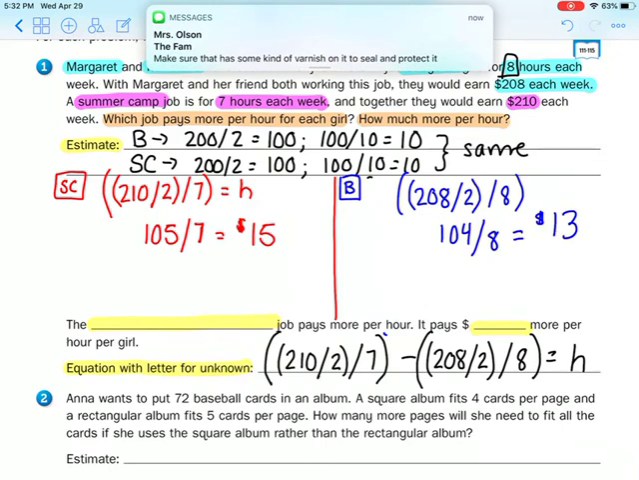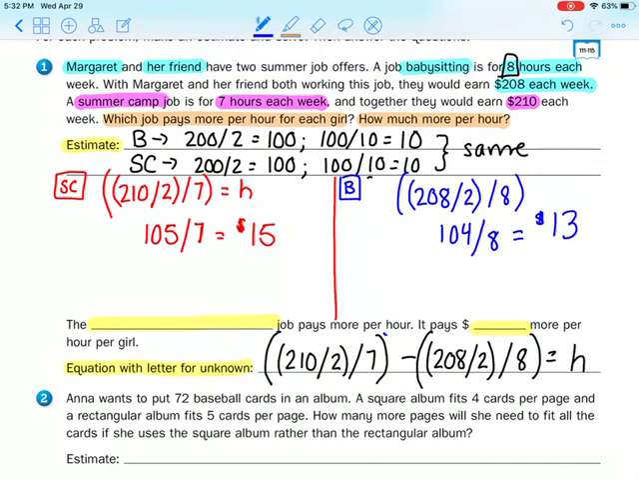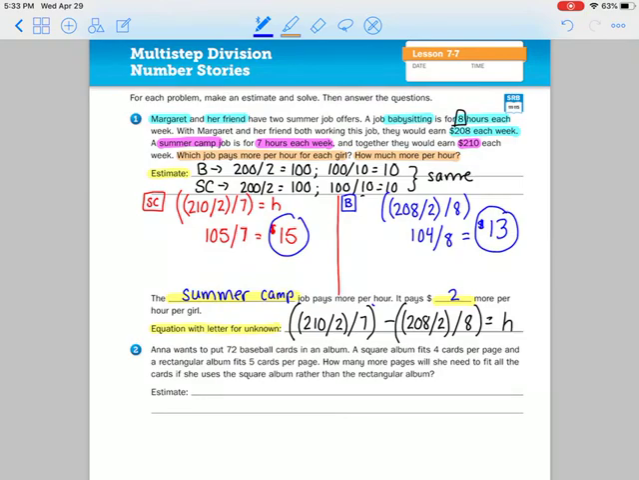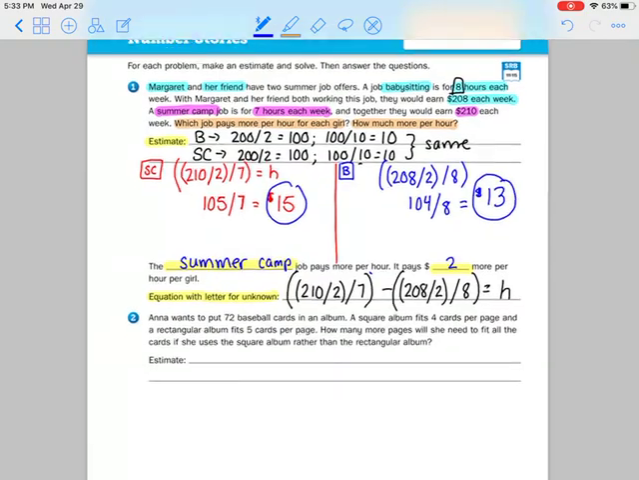So which one pays more? Well, I just figured out that summer camp pays $15, while babysitting only pays $13 an hour. So it pays $2 more per hour per girl, because at summer camp they make $15 an hour, and babysitting, they each make $13 an hour. So make sure you're organizing your information very clearly so you don't get confused. So let's look at number 2.